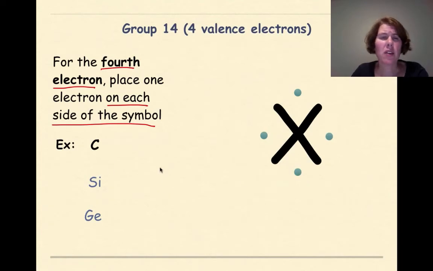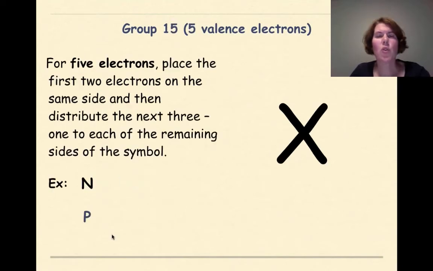Carbon has an electron configuration of 2, 4 valence electrons. So around carbon, 1, 2, 3, 4. Silicon has an electron configuration of 2, 8, 4. Again, 4 at the end. 1, 2, 3, 4. And germanium has an electron configuration of 2, 8, 18, 4. 4 valence electrons at the end. 1, 2, 3, 4.